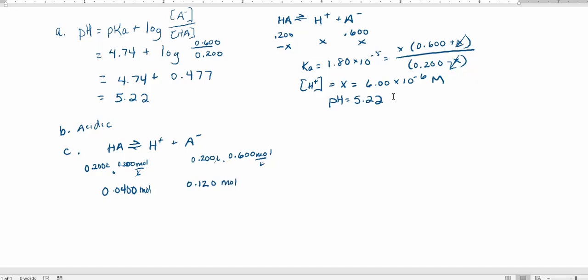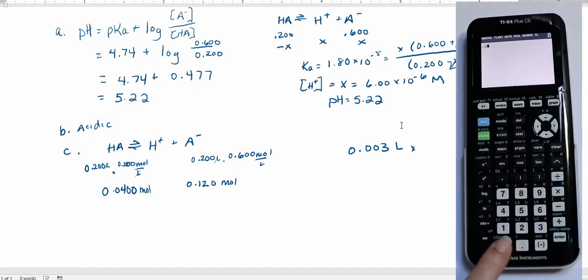Now I'm adding a strong acid. So I need to do that calculation as well. Find out how many moles of acid I'm adding. So it's 3 milliliters. I'm just going to truncate here for brevity. It's 3 milliliters times the molarity, 0.034 moles per liter. This is my acid. So I have 1.02 times 10 to the negative 4 moles of strong acid.